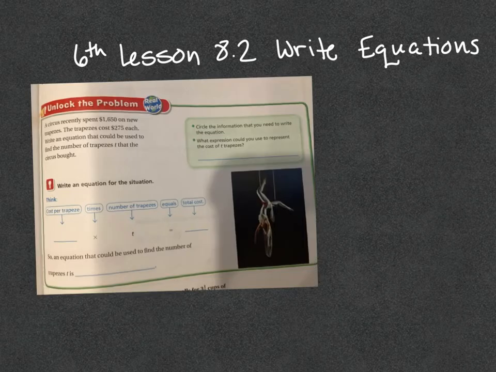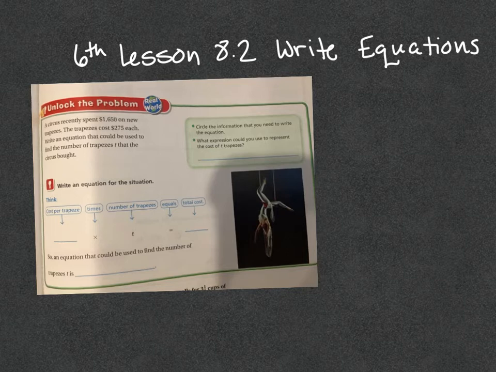So on the unlock the problem, they give us this word problem, and we still use our same steps where we read the problem, we underline the questions, circle the information they provided us, and draw the picture. And drawing in this will be pretty helpful a lot of times. So, a circus recently spent $1,650 on new trapezes. The trapezes cost $275 for each one. Write an equation that could be used to find the number of trapezes T that the circus bought.